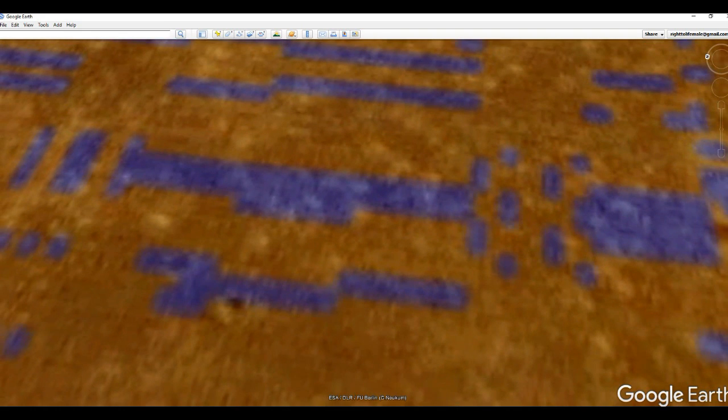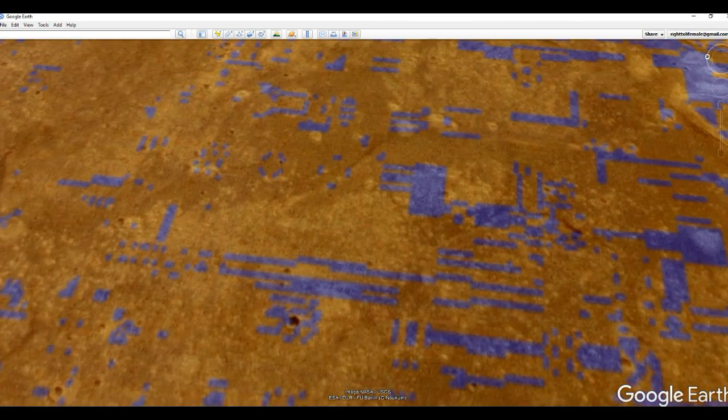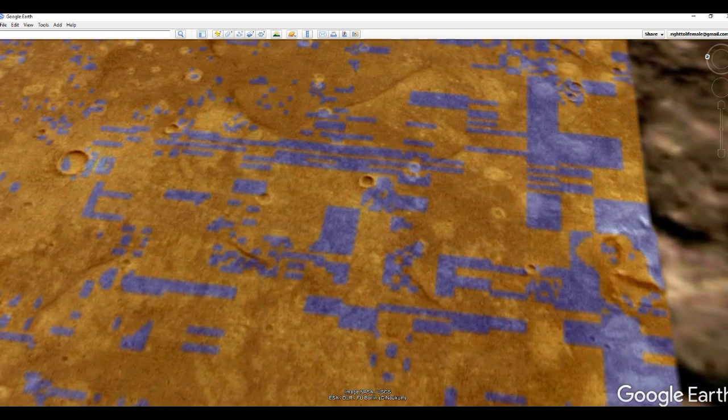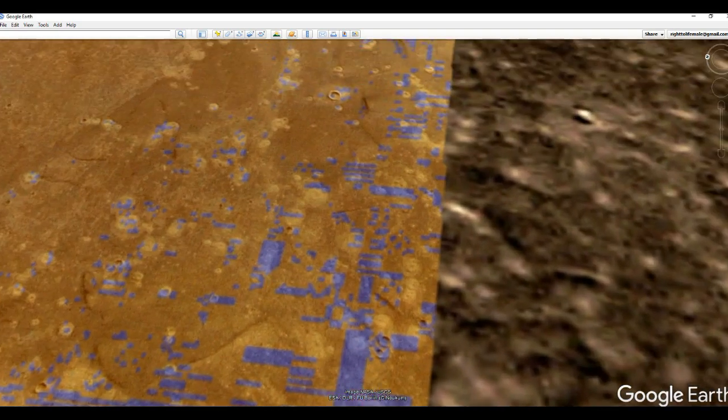I'm going to see if I can find the photo editing program. This thing is utterly ridiculous. Go back to Google Earth for a minute.